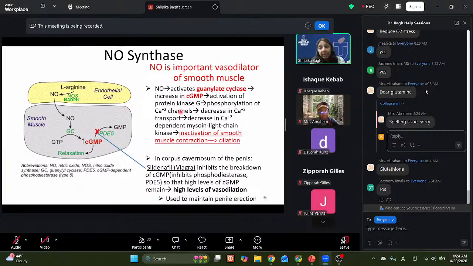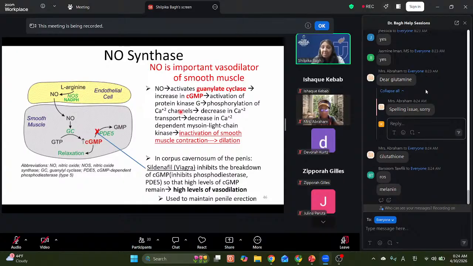So when you talk about nitric oxide, it's an endothelium-derived relaxation factor. Remember, I told you to make a list of amino acids and what they form. Arginine forms nitric oxide in your body. And what does tyrosine form?